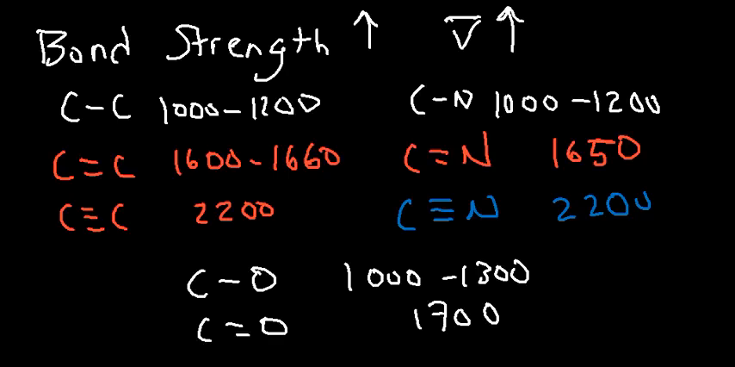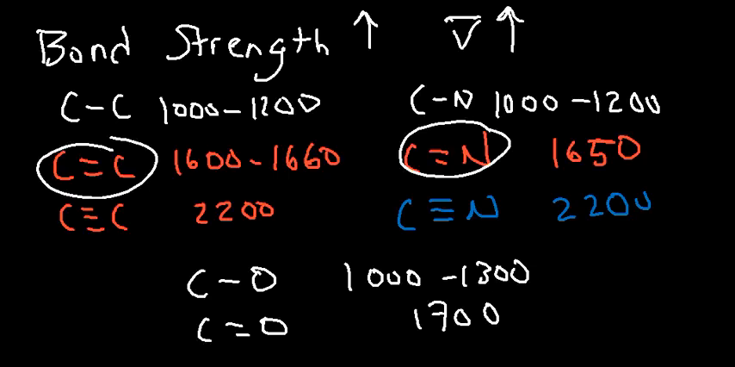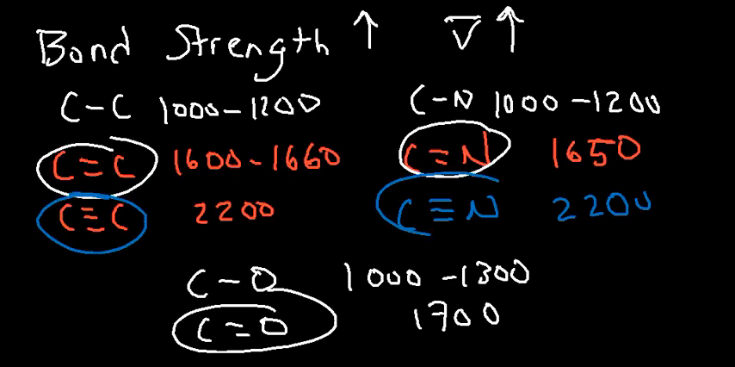So as you can see, the single bonds are around the same, 1000, 1100, 1200, 1300. They're around that general area. The carbon-carbon double bond is the same as the carbon-nitrogen double bond. All the double bonds are around 1700. So they're very close. The triple bonds, as you can see, are around 2200. So triple bonds have a higher wave number than double bonds, and double bonds have a higher wave number than single bonds. So as the bond strength goes up, the wave number goes up. That's the second trend that you want to be familiar with.